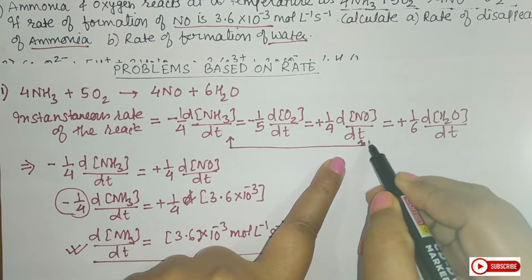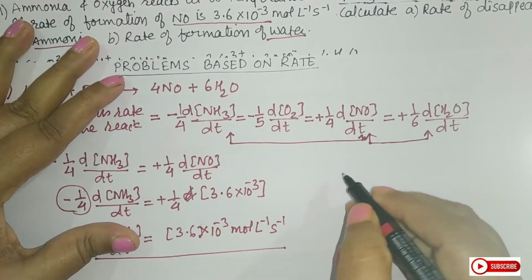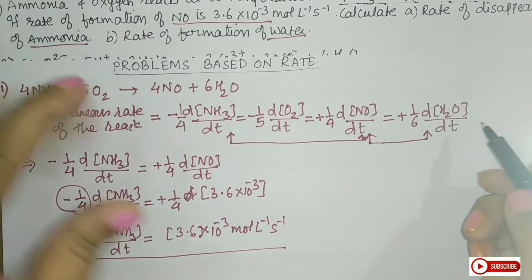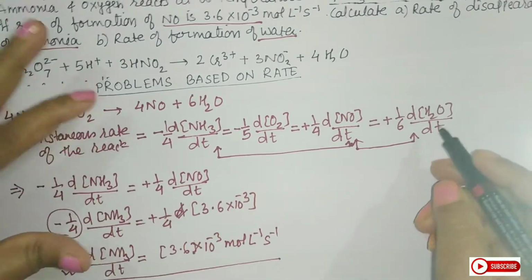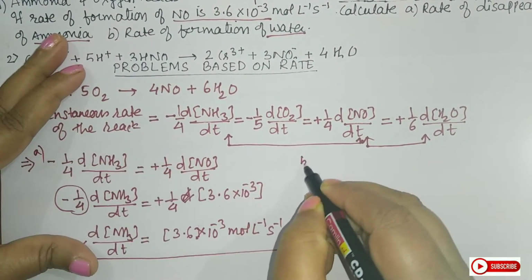So my next equation will be between this and this. So let us write now this. They are asking for water, so I will write water on this side. So it will be the second calculation. This was A part. Let us go for the B part.